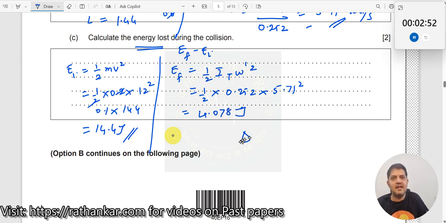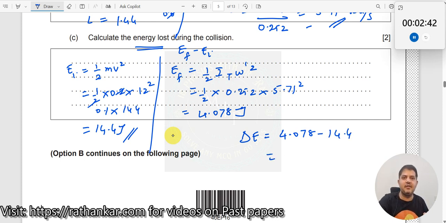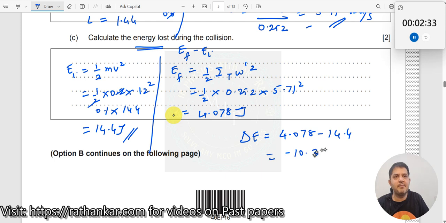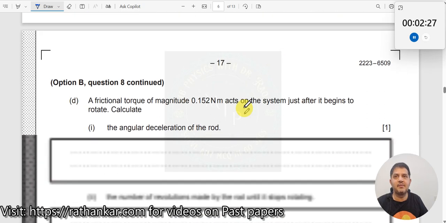So what is your delta E, which is nothing but your energy loss, which should be E final minus E initial, which should be 4.078 minus 14.4. We will definitely get negative. Energy loss should always be negative, right? Minus 14.4. You should get the answer minus 10.32. Minus 10.3 joules. So thus the answer is minus 10.3 joules. Hope you got this. Okay, now let us move on to the next one.